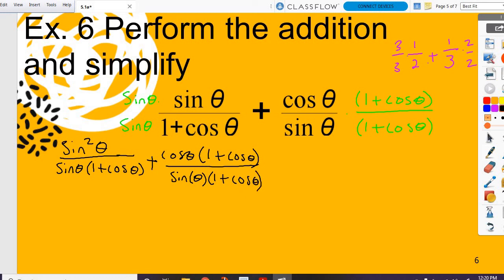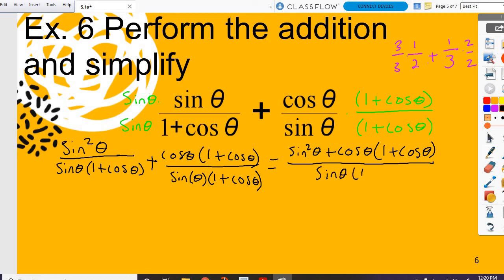So now that my denominators are the same, what can we do? Add them. So we get sine squared of theta plus cosine of theta times 1 plus cosine of theta, divided by sine of theta times 1 plus cosine of theta. So what do we want to do next? Simplify your numerator, John. How so?